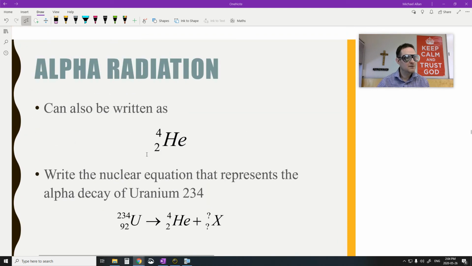Yeah, we were talking about this. Alpha radiation can be written this way. It could be written the same way, as an alpha particle there, right? So those are the same thing. They're interchangeable. So if you ever see a helium nucleus like this, it's the same as an alpha particle. It's not a helium atom.